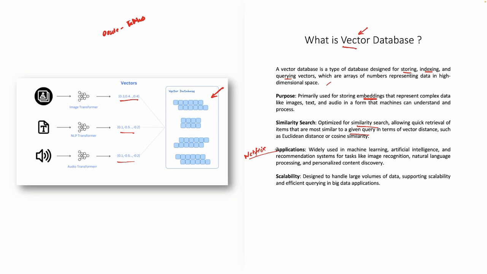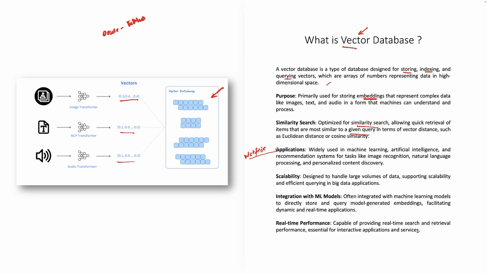It is designed to handle large volumes of data and support scalability and efficient querying in big data applications, because we are breaking a complex or big object into smaller sets of numbers. That's why it can easily handle large volumes of data. And yes, vector databases can be integrated with machine learning models, which helps to directly store and query the model-generated embeddings, right? So the key takeaway is that most of the vector databases available today can be integrated with your machine learning models, and they are capable of providing real-time search and retrieval performance. As we just studied, you can easily query in real time. Let's say you have loaded some objects. In real time, you can perform searches, and they are quite performant in terms of retrieval. They're essential for interactive applications and services.